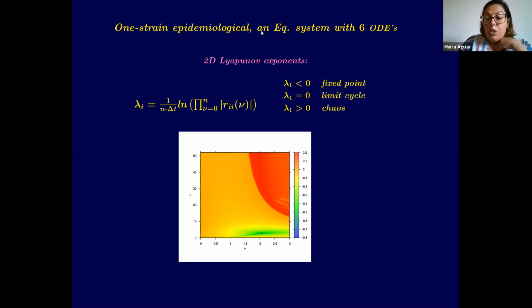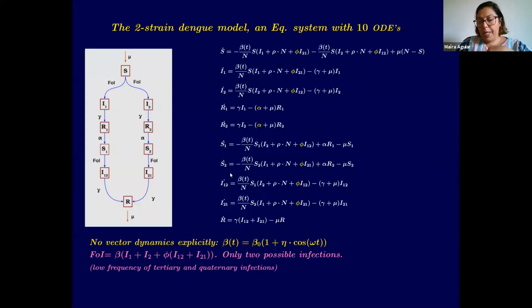And for this one strain epidemiological system, we can see the 2D Lyapunov exponent showing that you have positive Lyapunov exponent, you have chaotic behavior only by fixing alpha to be at least 15 and phi much larger than 1. Okay. After that, we have nothing going on besides limit cycle and fixed point here. Okay. This model is not good enough, so we add complexity.